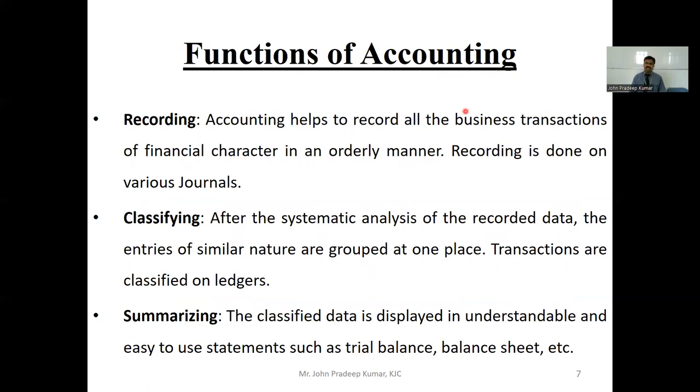Now we will look into what are the functions of accounting. Business accounting does, first of all, the recording. The moment a transaction takes place in a company, the transaction will be recorded. After recording, they classify or segregate based on similar nature and group together in one place. These are normally called ledgers. And then summarizing: they summarize all the data which has been recorded and classified in the ledgers, in the form of trial balance and balance sheet.